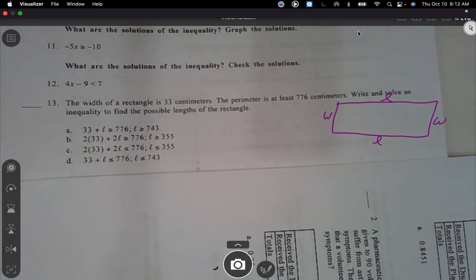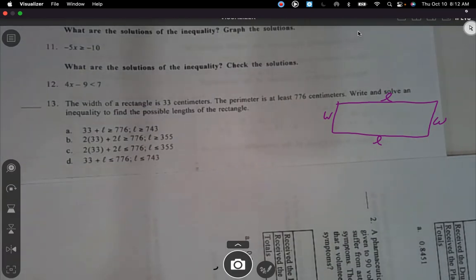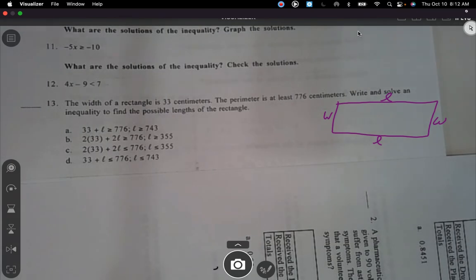So, all right, this one we have perimeter. If I was to add all that up, it is 2 lengths and 2 widths, right?